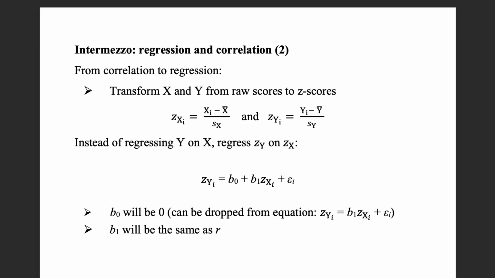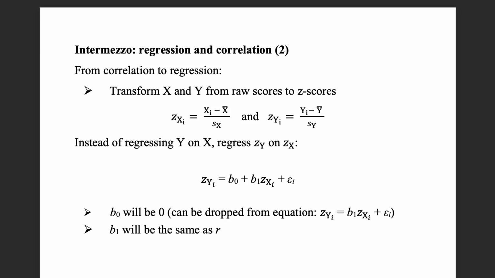In other words, a regression model and a correlation are exactly the same. The only thing that is different between them is on which scales your variables are measured. If they are in raw scores, then we're talking about a regression model. But if we would transform them into z-scores, so standardize them, then that would be the same as a correlation coefficient, right? So regression analysis and correlation analysis really is the same thing. There is no fundamental difference between the two.